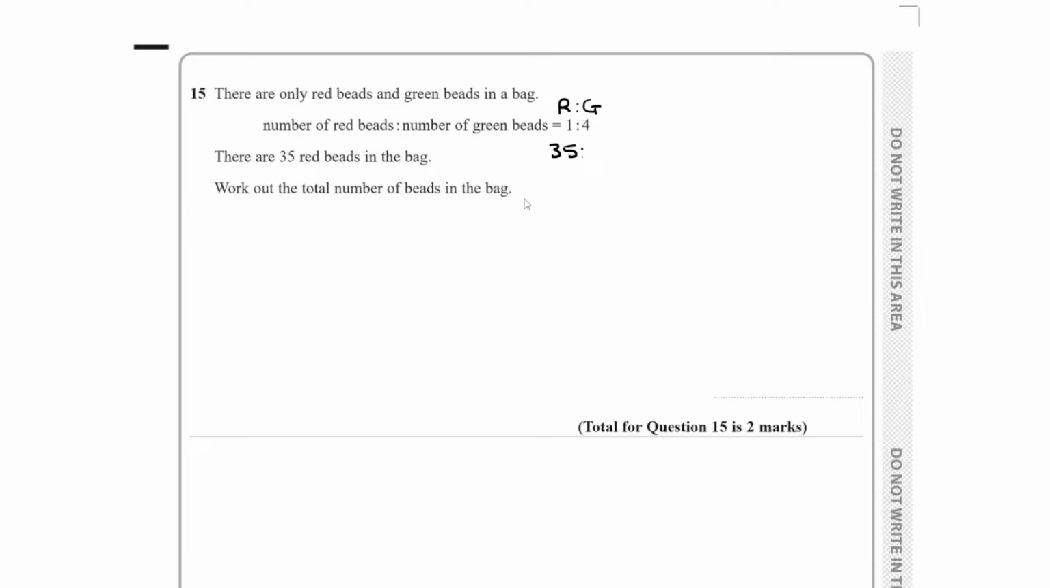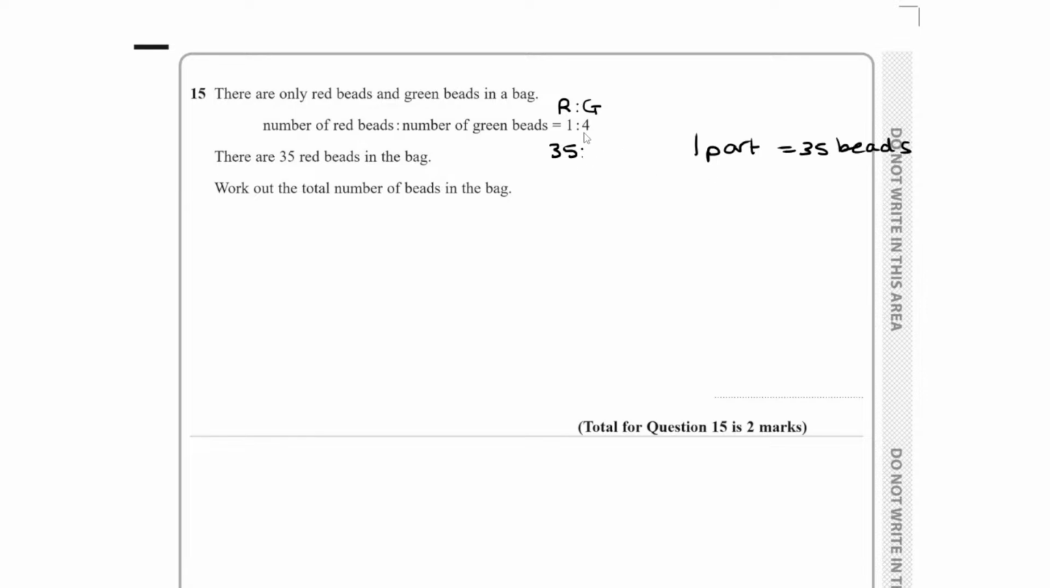Work out the total number of beads in the bag. Okay, so we've got a ratio where we're told one side. We're told one side of the ratio in actual reality is 35 red beads. So what we're saying is one part of the ratio is equal to 35 actual beads.